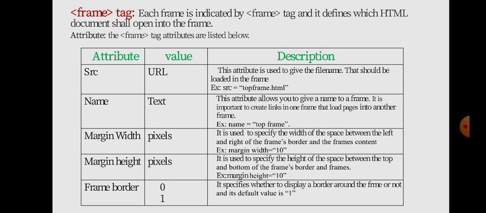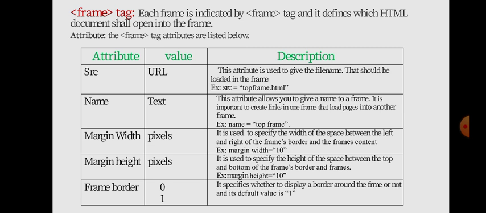Next one, marginwidth. It gives the values in pixels, and it is used to specify the width of the space between the left and right of the frame's border and the frame's content. For example, marginwidth is equal to 10. And marginheight also takes values in pixels. It is used to specify the height of the space between the top and bottom of the frame's border and the frame content.